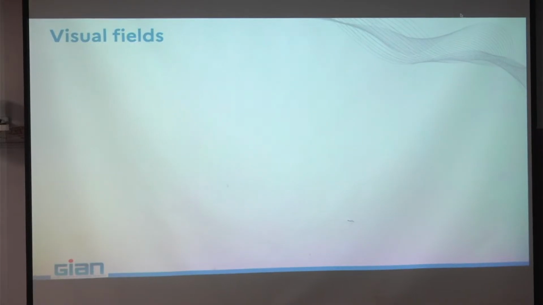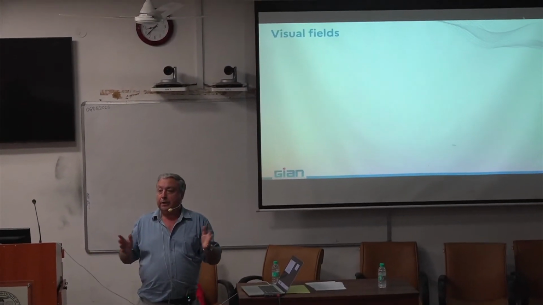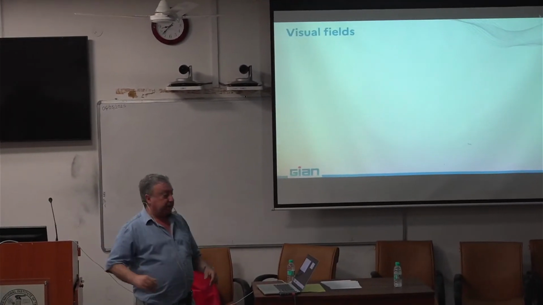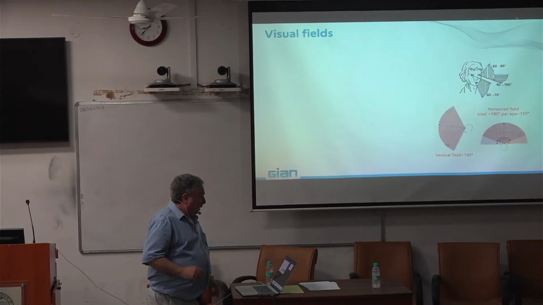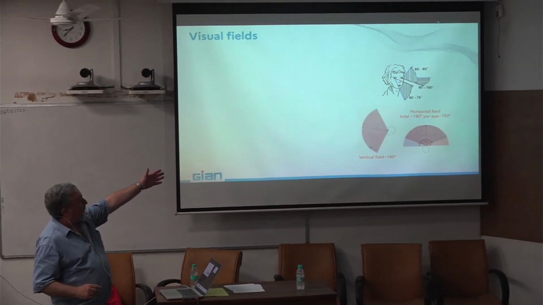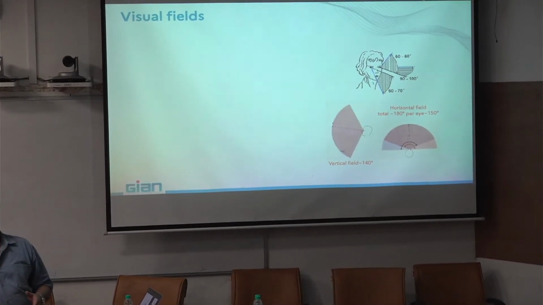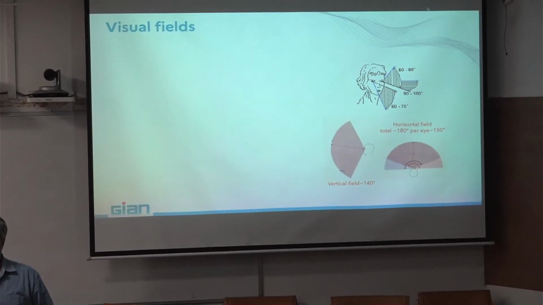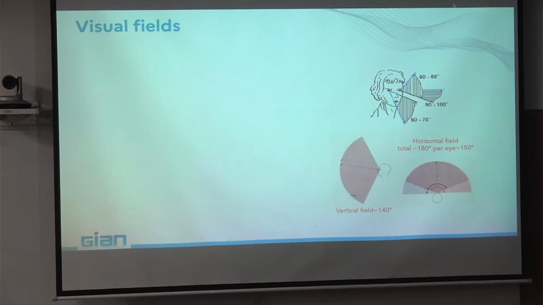Okay, now you understand the different parts of the eye. What are visual fields? What do we see? What is the space that we can see? And here you have a first illustration. We can dissociate our visual field into horizontal and vertical.